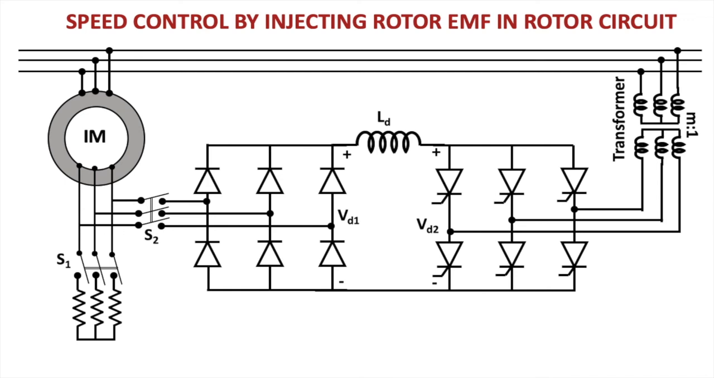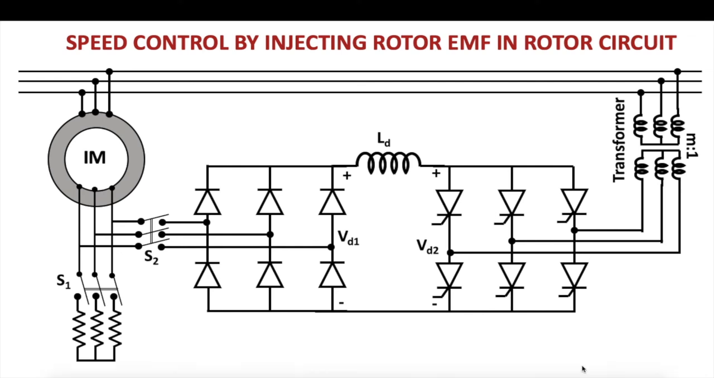With the help of the transformer, it is being fed back to the supply system, and the ratio is being decided by the speed control requirement of the given motor. Now how you achieve it is, this inverter and rectifier circuit together can be controlled by the rotor EMF injection in the rotor circuit.